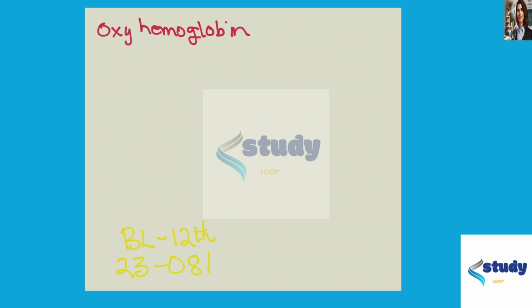Oxyhemoglobin, with an O2 bound to iron, is a low-spin iron 2 complex. Deoxyhemoglobin, without the O2, is a high-spin complex.